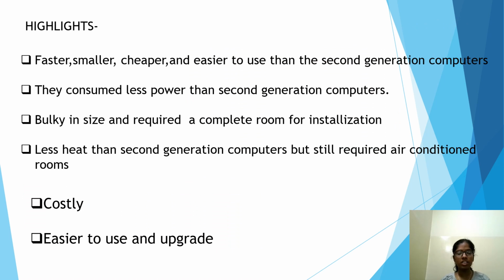Highlights of the third generation computers: they are faster, smaller, cheaper, and easier to use than the second generation computers. They consume less power than the second generation computers, but they are still bulky in size and require a complete room for installation. They produce less heat than the second generation computers, but still require air-conditioned rooms, and they are very costly, but easier to use and upgrade.